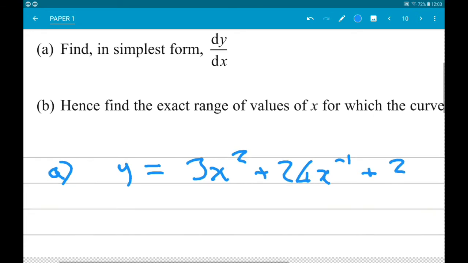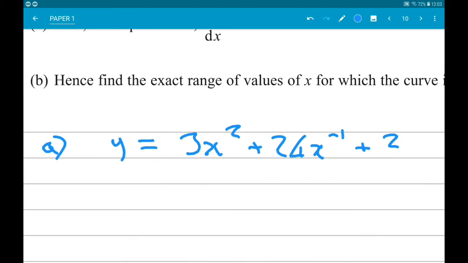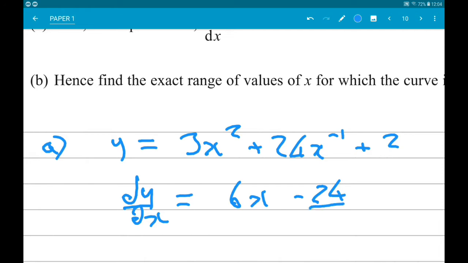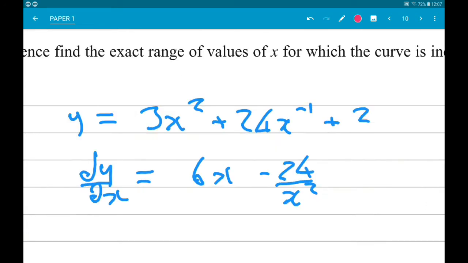Okay, so dy by dx is 6x minus 24x to the minus 2. So minus 24 over x squared. And the plus 2 disappears.